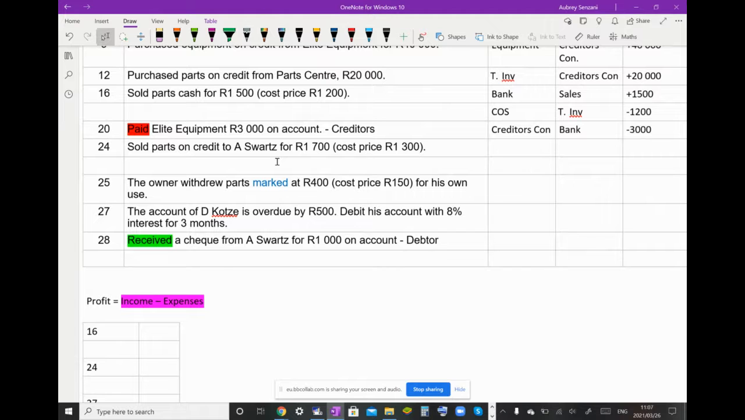Is this thing charging? Okay, there we go. Right. Sold parts on credit to ASWATs for 1,700, cost price 1,300. Which accounts are affected? Yes. And cost of sales. And what's the last one? Sales. Okay. Awesome stuff. All right.